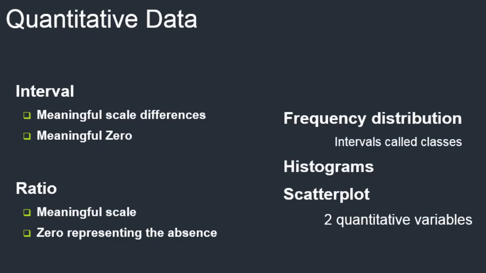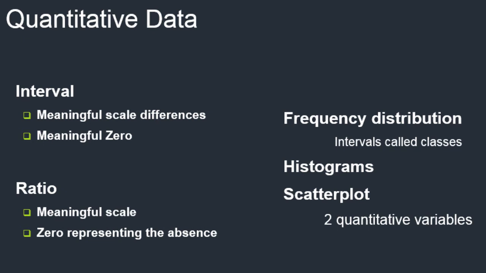Now when we talk about quantitative data, which we're going to use a lot of in this class, remember these data are interval or ratio. So interval meaning that there's a meaningful difference between 1 and 2, and it has a meaningful 0, versus ratio where again it's a meaningful scale, but the 0 represents the absence of something.